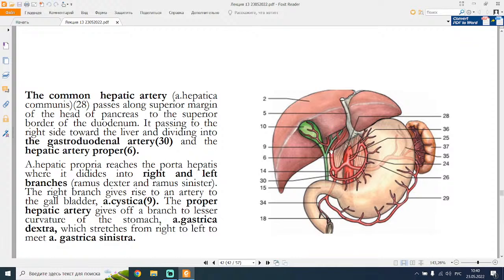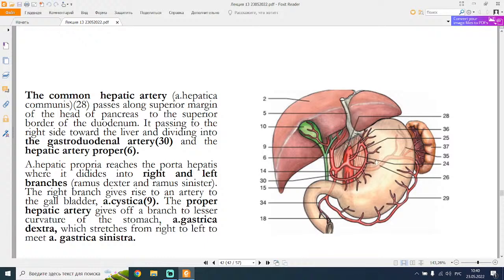Arteria hepatica propria reaches the porta hepatis, where it divides into right and left branches, ramus dexter and ramus sinister. The right branch gives rise to the artery to the gallbladder, arteria cystica. The proper hepatic artery also gives off a branch to the lesser curvature of the stomach.